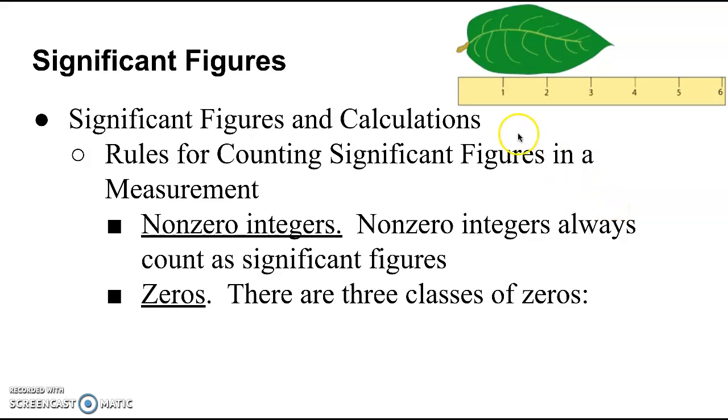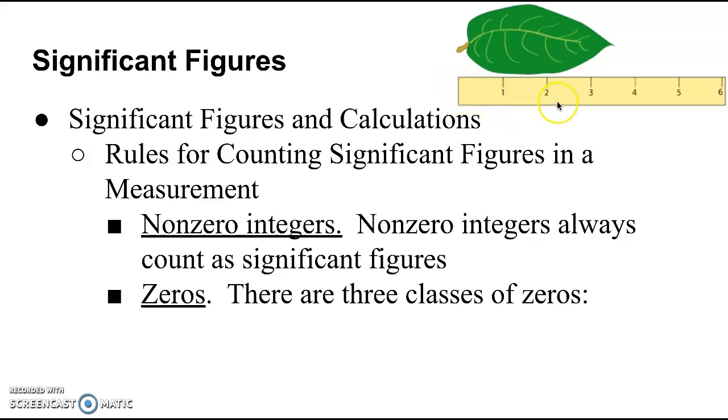If you're looking at the measurement of the leaf up here, we have the markings on the ruler in whole number increments. So you have to estimate, and you can tell the length of the leaf is somewhere between 3 and 4. So you could maybe estimate that the length of the leaf is like 3.5 or 3.4, but that last digit, that 0.4, 0.5, is going to be an estimated digit. So significant figures are all the known digits and one estimated digit in a measurement.